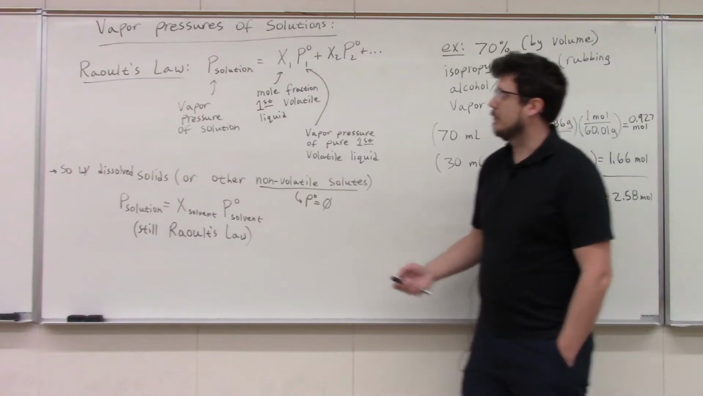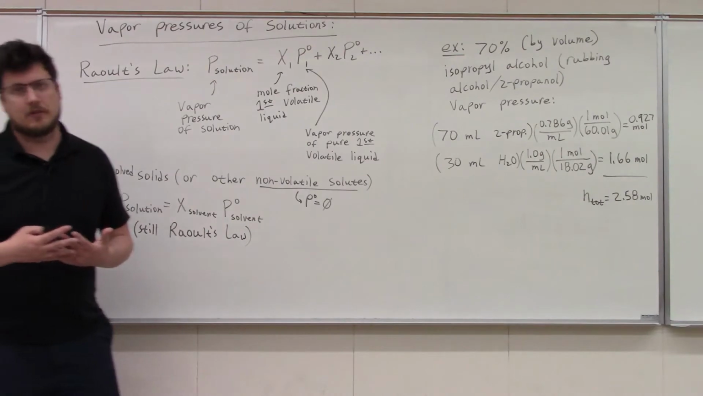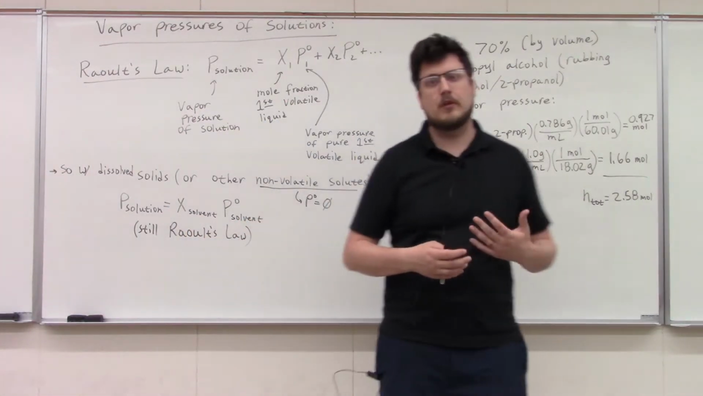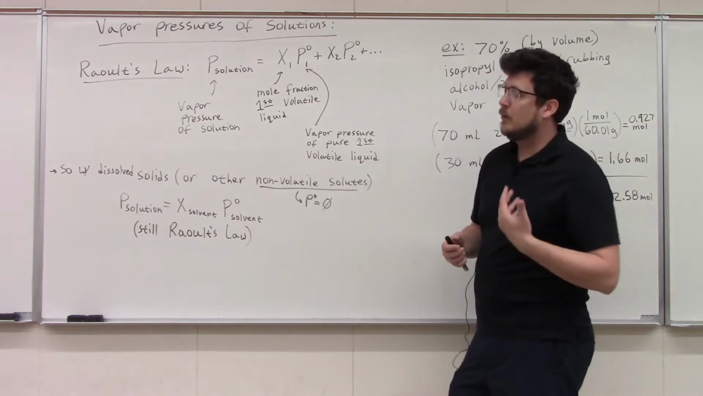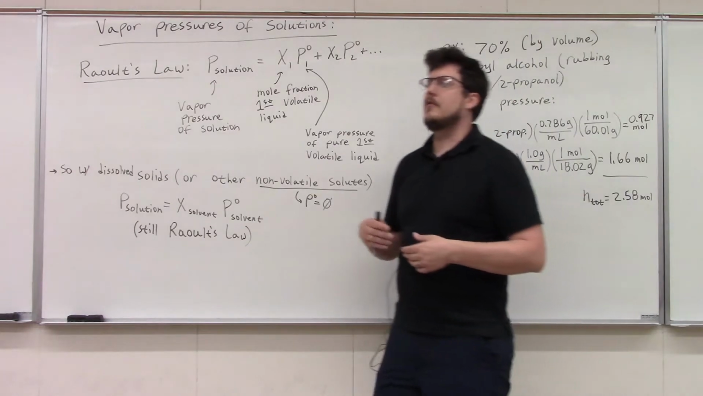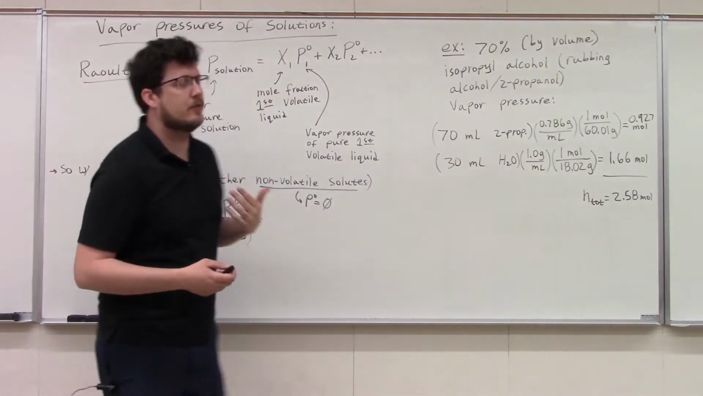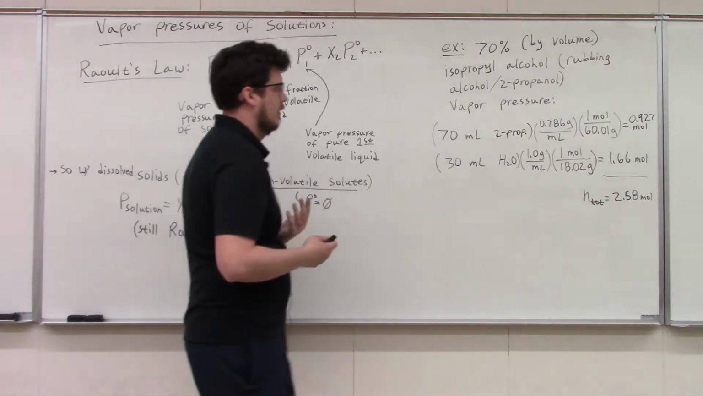Our next topic is going to be on vapor pressures of solutions. And so now we're going to talk about mixtures. We're going to talk about solutions, not pure liquids. Last chapter we did pure liquids. So the idea of vapor pressure is the same, but now what if we have something like 70% by volume rubbing alcohol, which you can buy in a store? What's the vapor pressure of that solution?